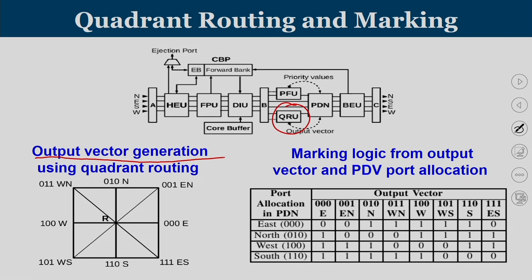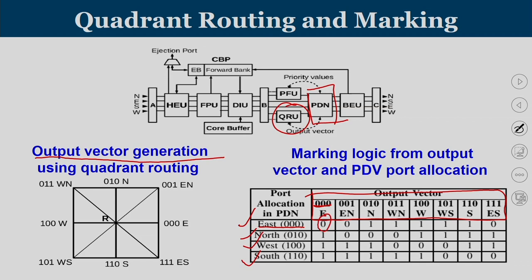Now, there is a marking logic. This output vector is given to the permutation deflection network, and this PDN is going to have a table structure inside, and from the table a lookup is made. PDN can assign one of the four ports, that is east, north, west and south. These are the four possible ports that a flit can get by passing through the permutation deflection network. Now, what you see here is the output vector of a flit. If the output vector is 000 and the port that the PDN gave is also 000, then the marking is 0. That means the flit is in the productive direction.